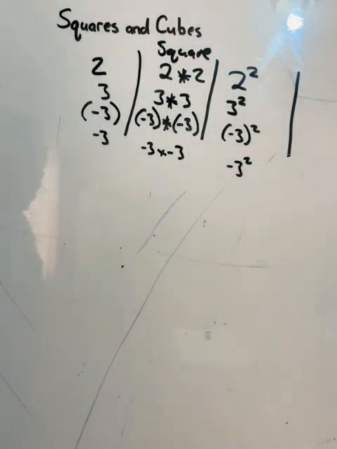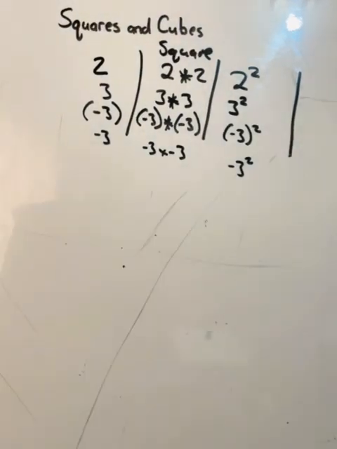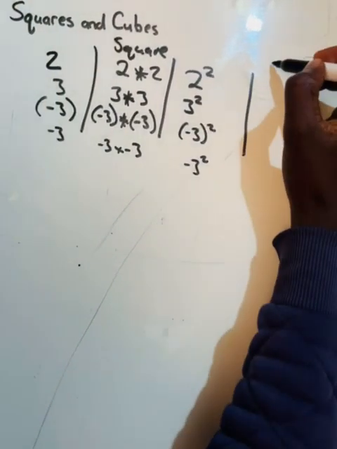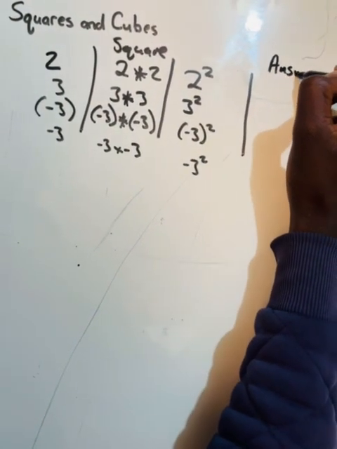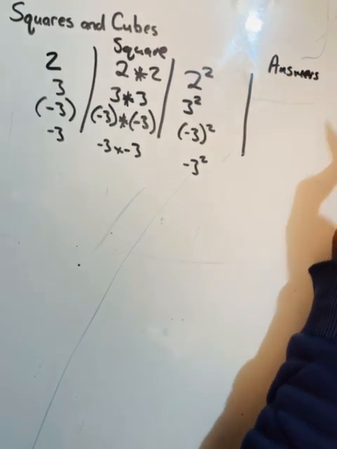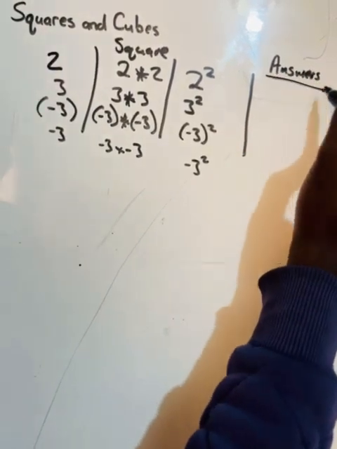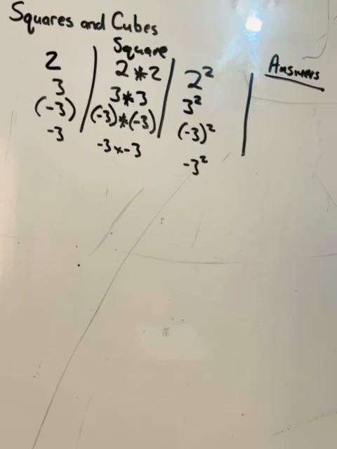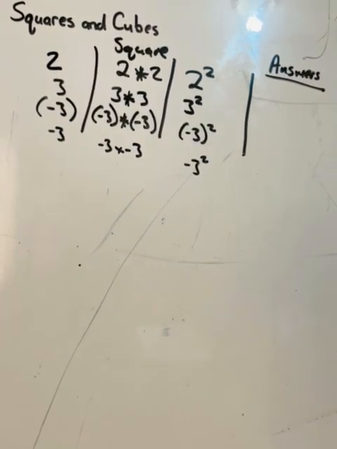Now, what do we need to do? The next thing we are going to do is explore the type of answers that we get. I'm going to fetch my calculator so that we use a calculator to find the values of these numbers that have been squared.